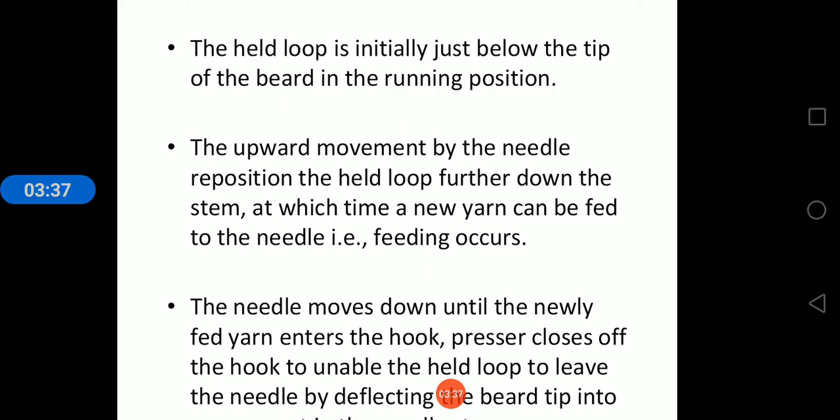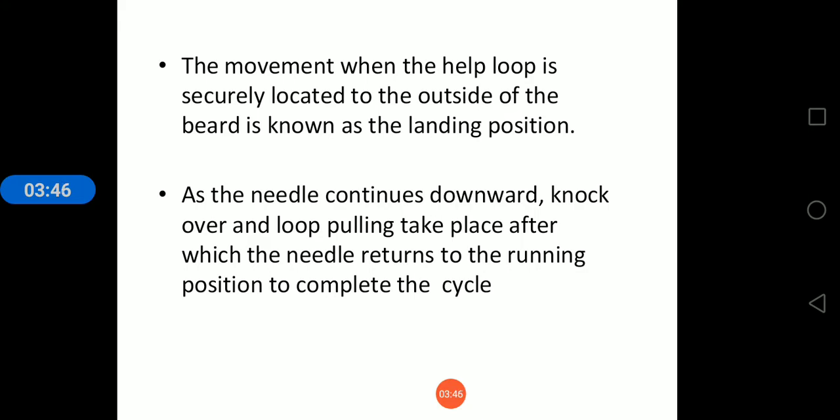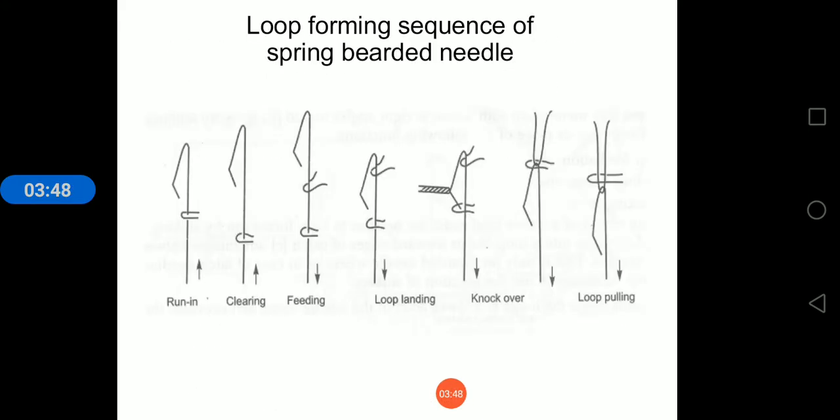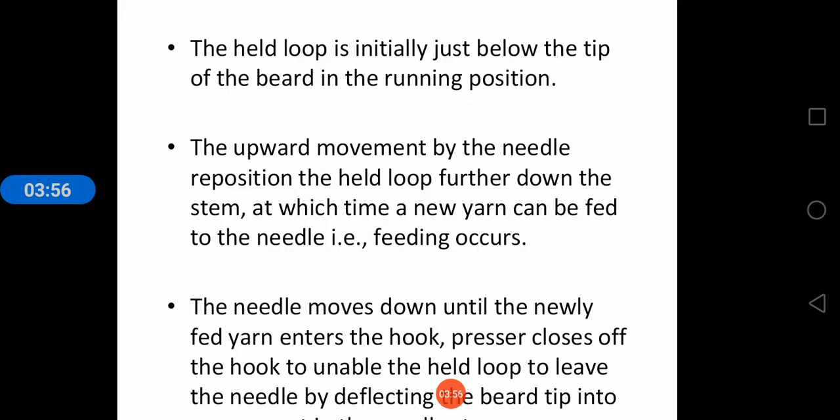Pressure closes off the hook to enable the held loop to leave the needle by deflecting the beard tip, into the formation of the running loop. In this figure, the thread feeding is the movement of the needle moving from the down to the upward position to form a new loop from the old loop.